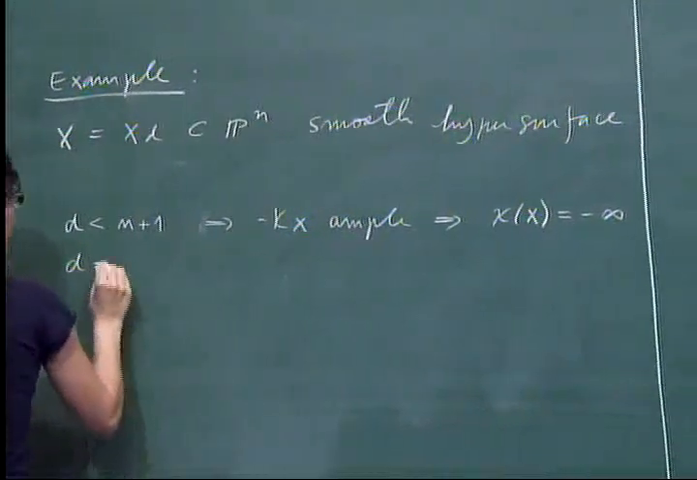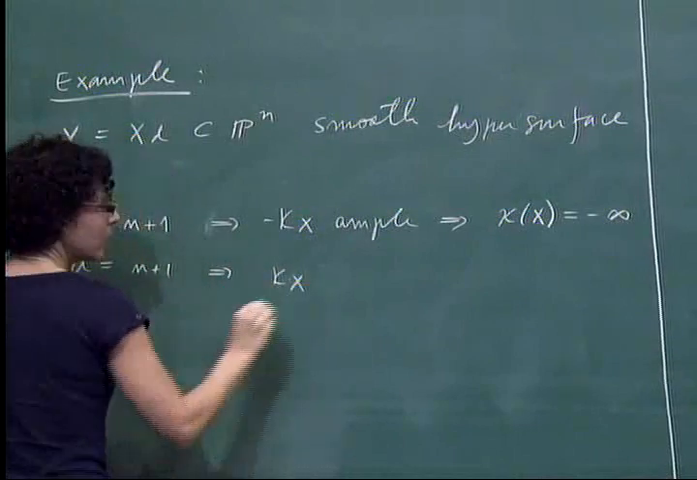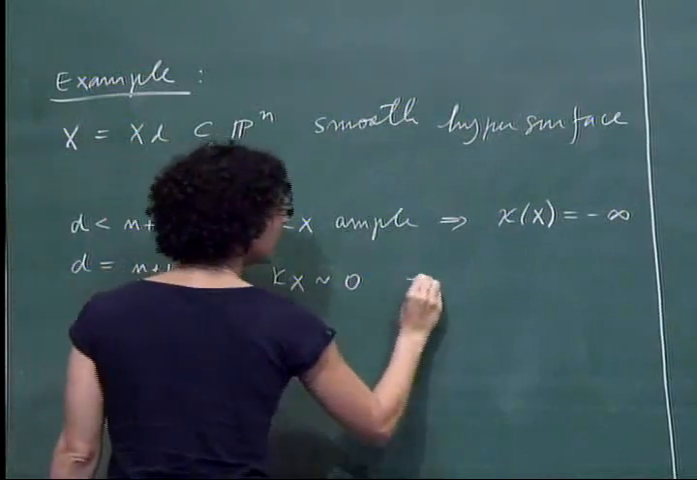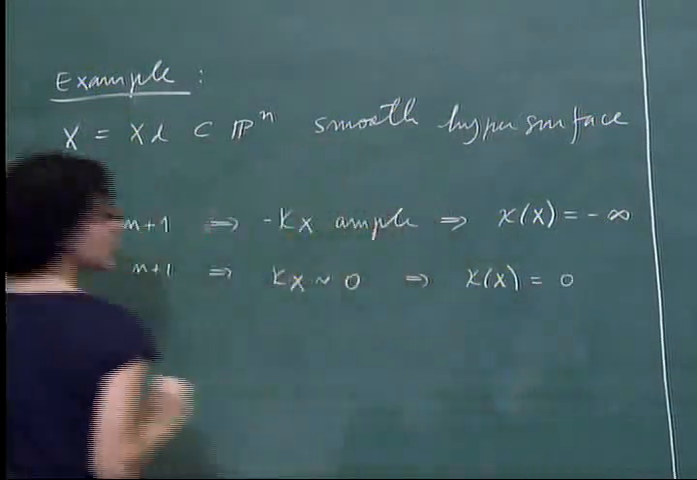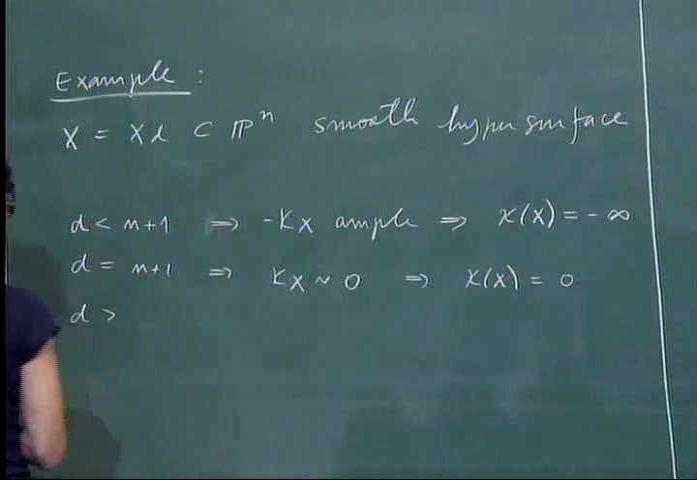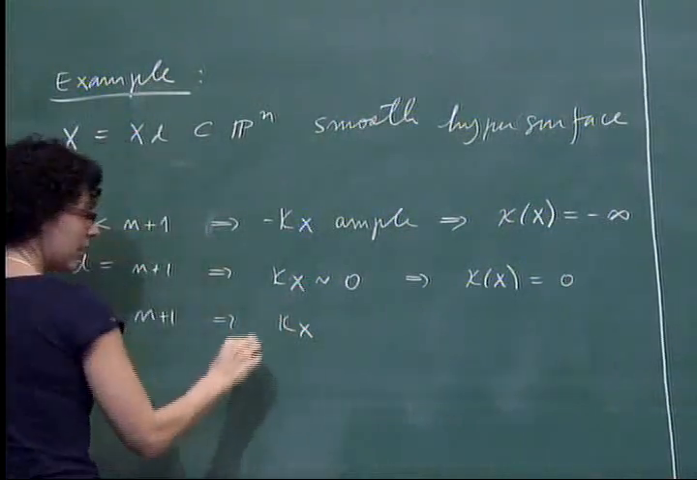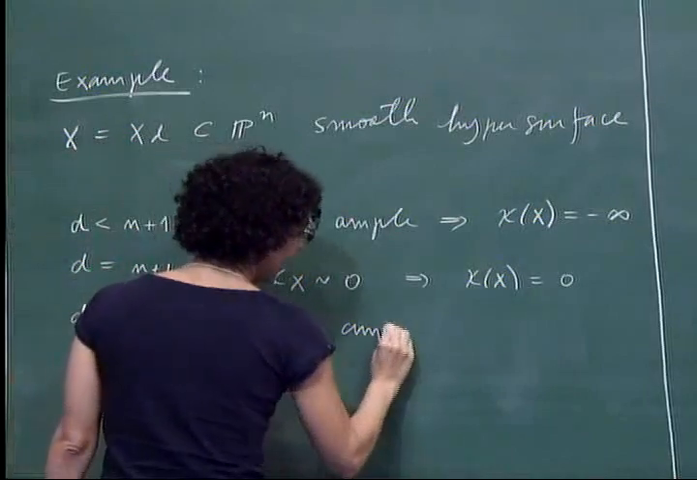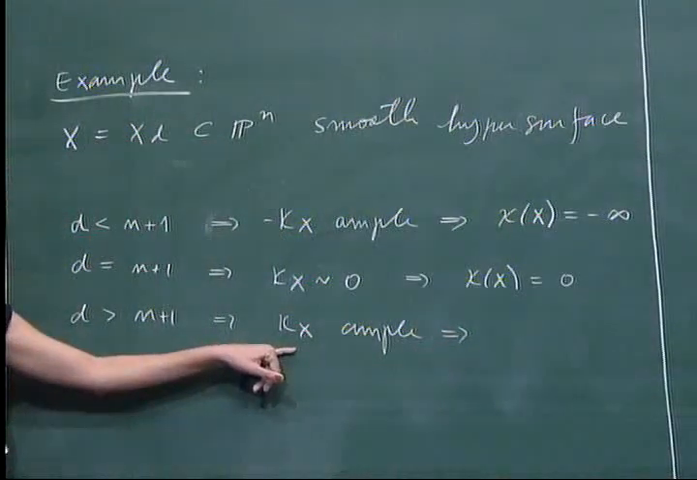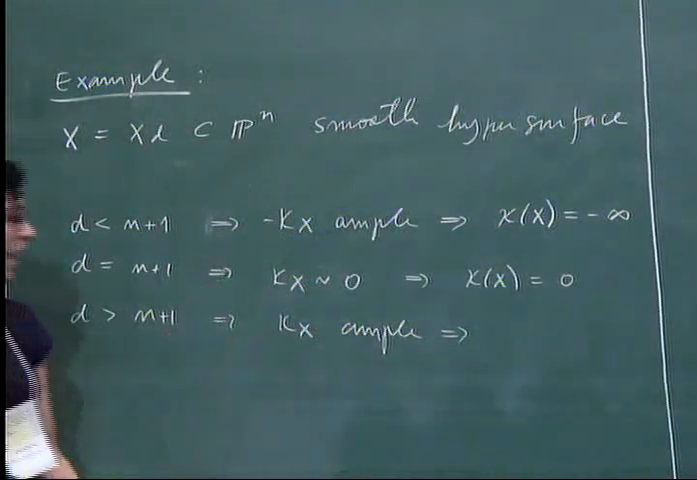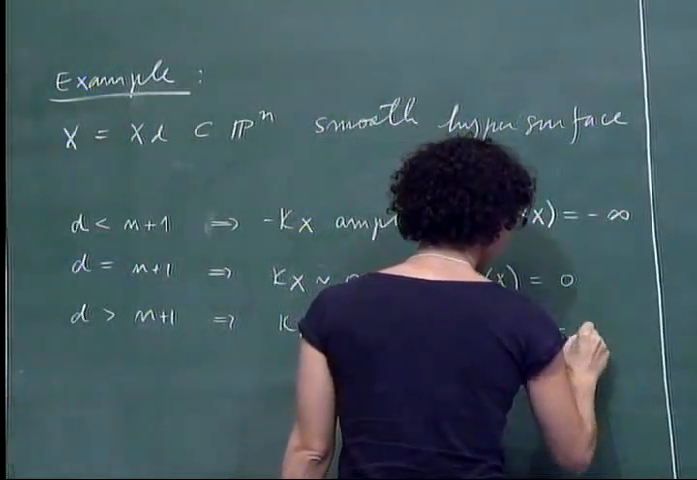If D is exactly n plus 1, then we have seen that the canonical class is trivial, and this says that the Kodaira dimension is 0. And if D is greater than n plus 1, then the canonical class is ample, and then of course some multiple of it will be very ample, and so the image of the associated map will have dimension equal to the dimension of X.